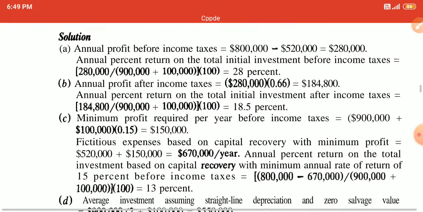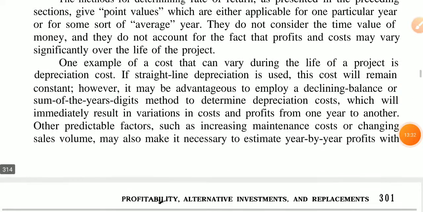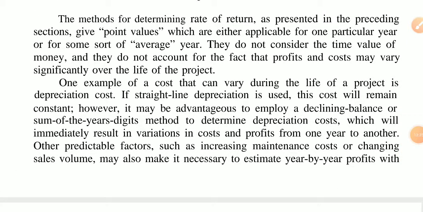Determine the rate of return. And this method of determining rate of return is as presented in the preceding section. Given point values, which are either applicable for one particular year or some sort of average year, they do not consider the time value of money and they do not account for the fact that profit and cost may vary significantly over the life of the project.